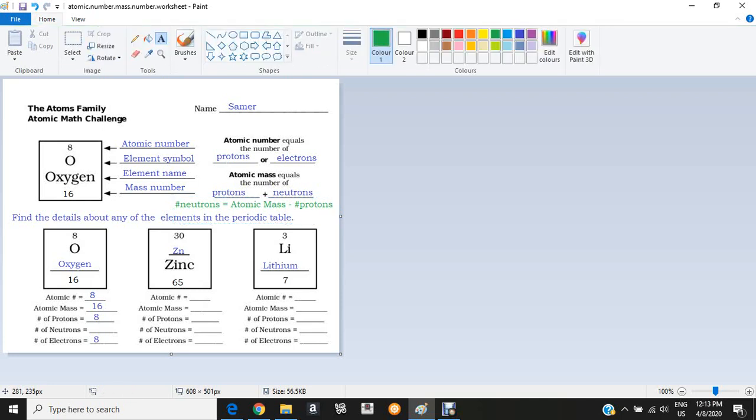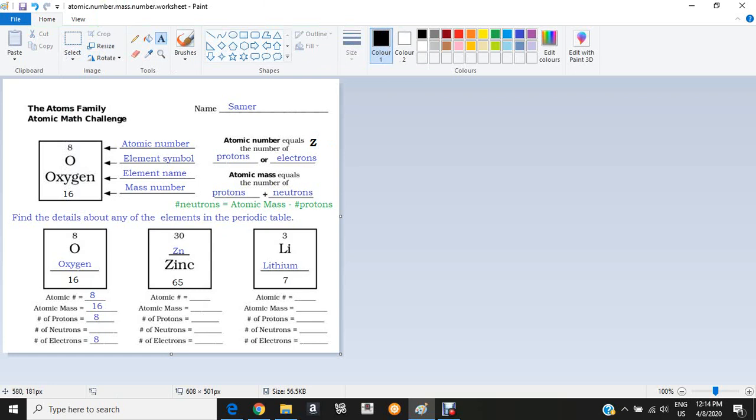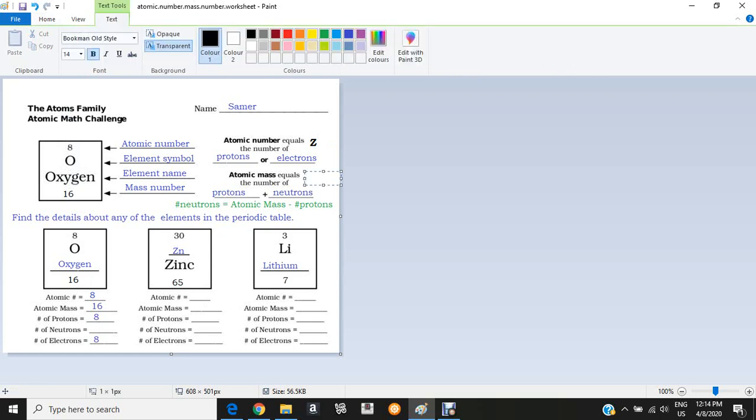Minus number of protons. Sorry. That reminds me, the atomic number has a symbol. The symbol for the atomic number is Z. Z is the symbol for atomic number, not mass number. And the symbol for atomic mass number is A.